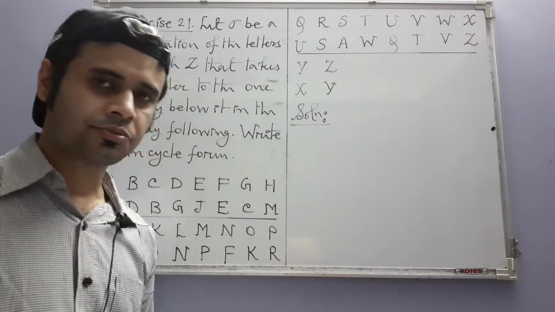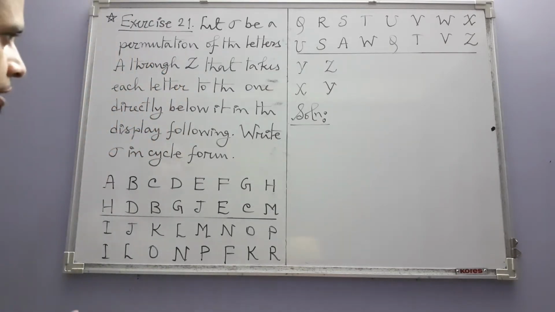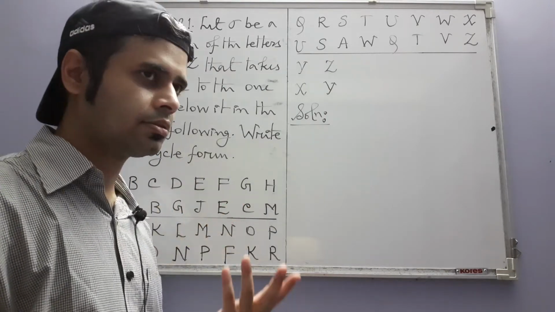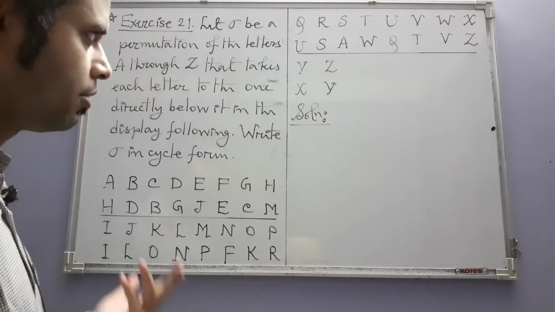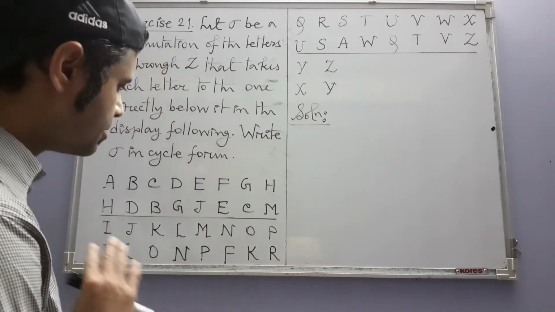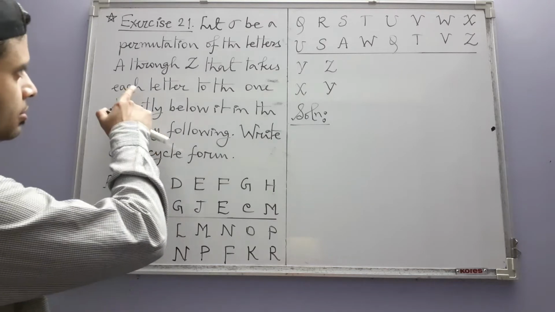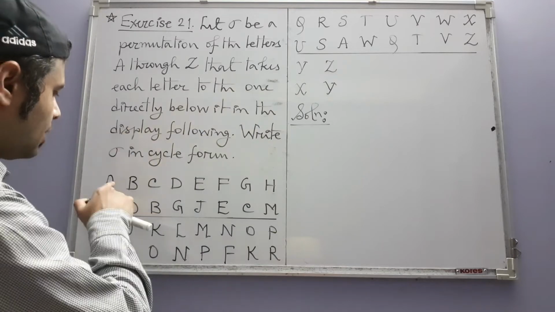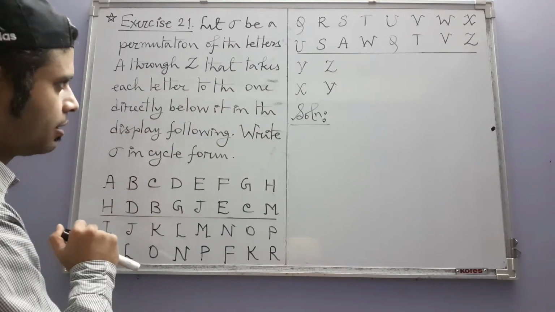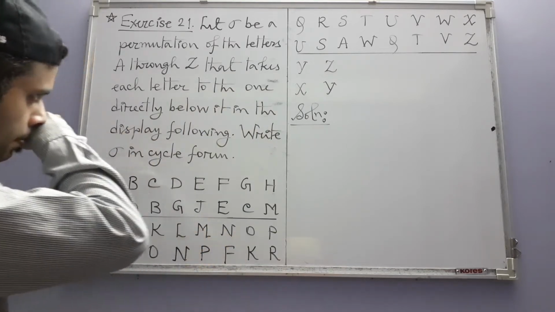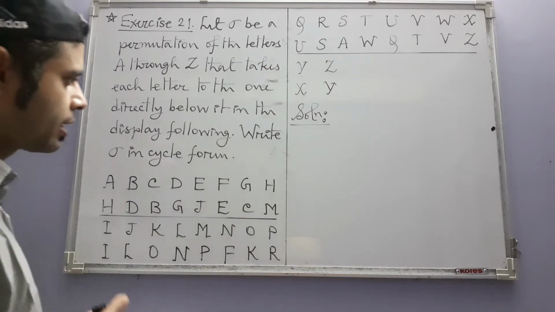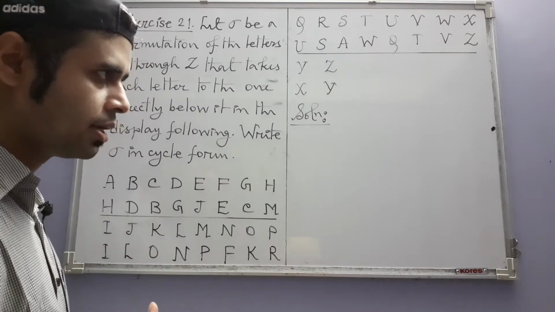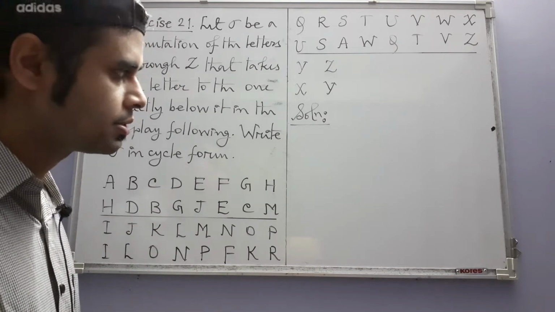Next, exercise 21. In this one, we are given a permutation sigma which permutes the letters in the English alphabet, all 26 of them, in this way. That is, each letter is sent by sigma onto the one that appears directly below that letter in this display. We have to write sigma in cycle form, that is, we have to find all the disjoint cycles of sigma and then write sigma as a product of those cycles.